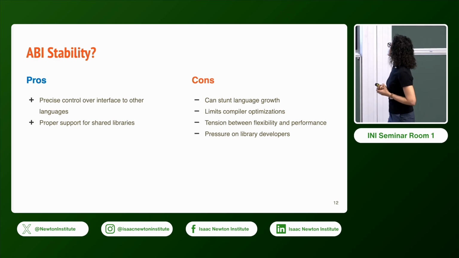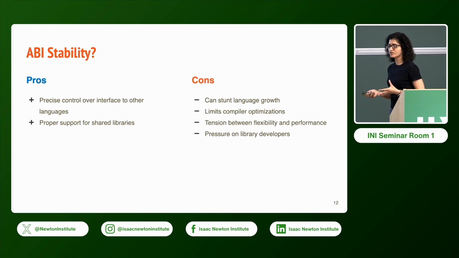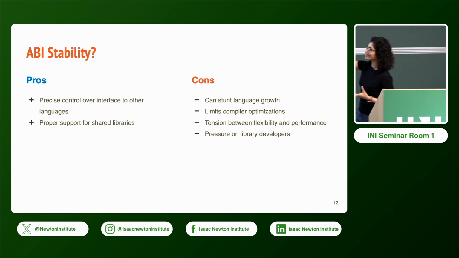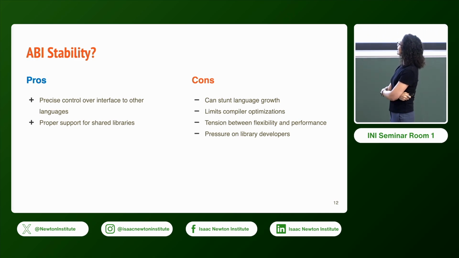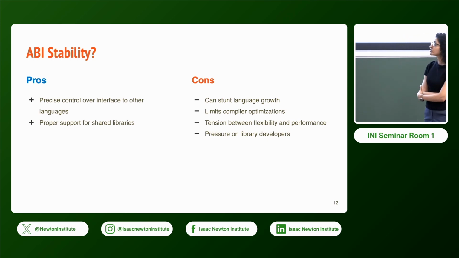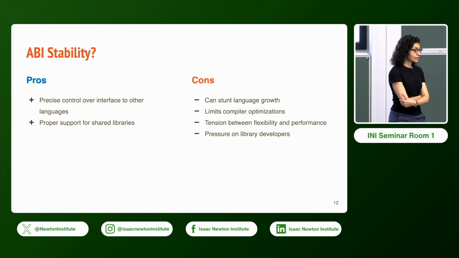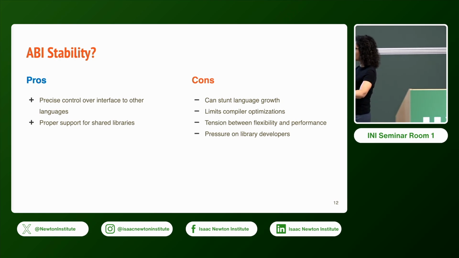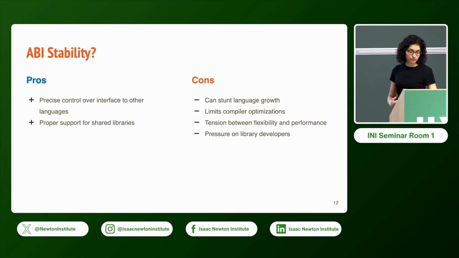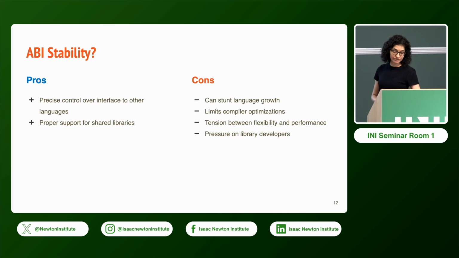And then there's pressure on library developers as well. I skipped the pros and just jumped to the cons. But what are the pros? If my language has a stable ABI, I have precise control over my interface to the other languages. And anyone who writes libraries in my language can promise a certain interface to clients. So proper support for shared libraries.